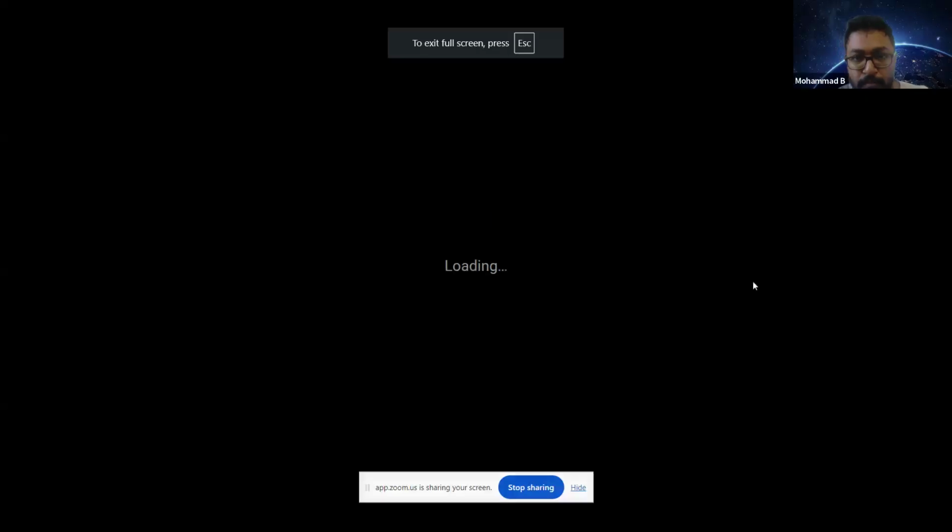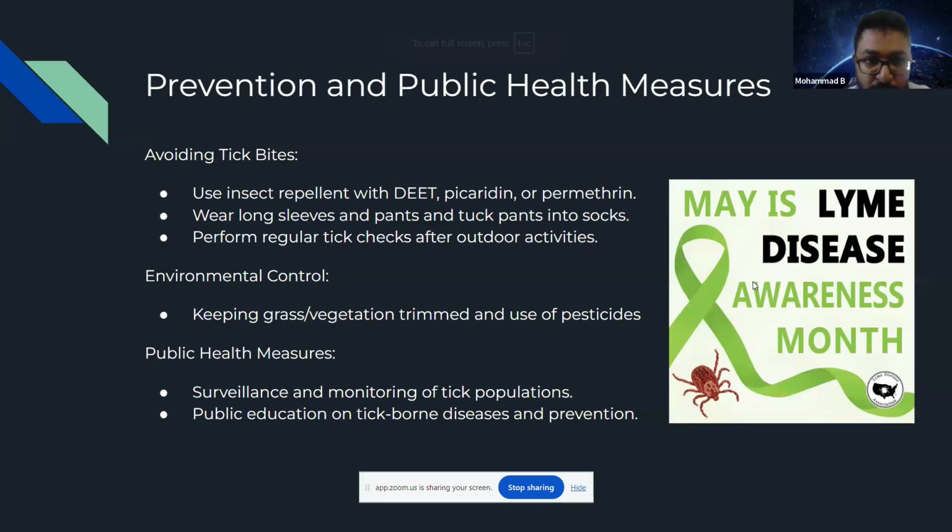Okay, and the next thing would be how to prevent tick bites. As we've seen in previous videos, we need to be as covered as we can and tuck our pants inside our socks so they don't crawl up our ankles, legs and feet. We need to use insect repellents to keep them away from us. Whenever we go outside for any outdoor activities, any hiking, we should perform body checks to see if there are any ticks attached. And for the environment, keep grass and vegetation trimmed and use pesticide as much as we can.